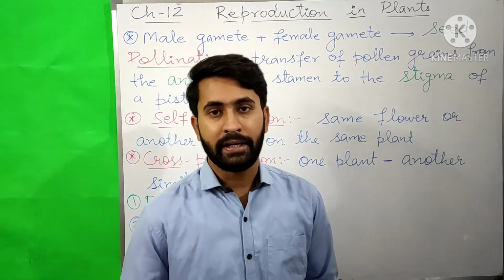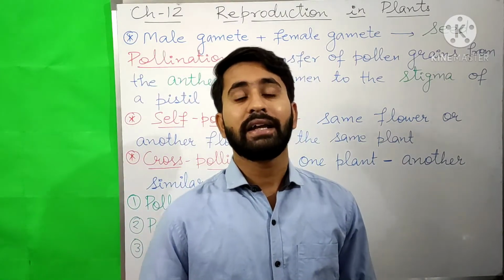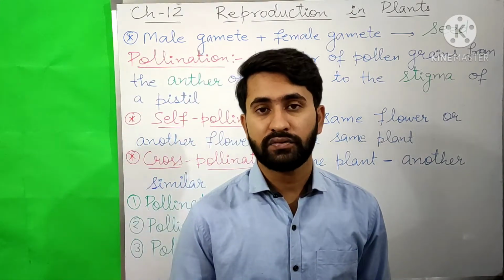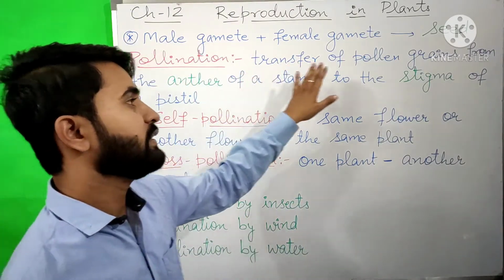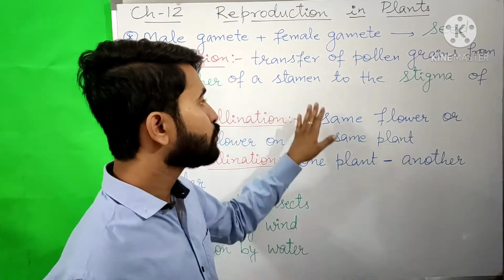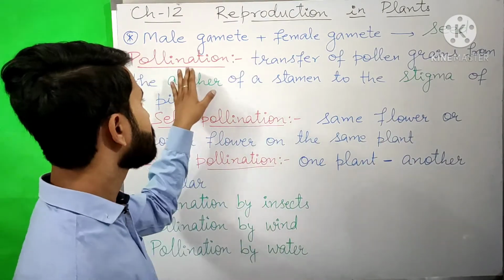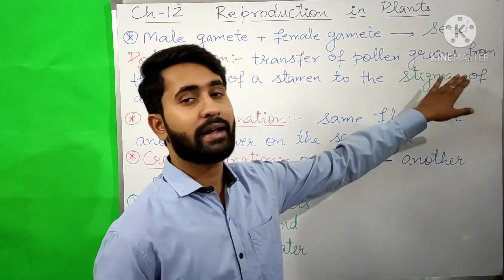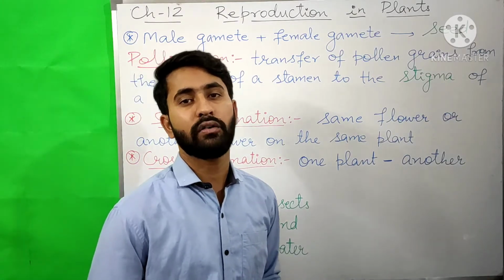For the male gamete to be able to combine with the female gamete, it is necessary that the pollen grain should be transferred from the anther to the stigma. The transfer of pollen grains from the anther of a stamen to the stigma of a pistil is known as pollination. Pollination means transfer of pollen grains from the anther of a stamen to the stigma of pistil.